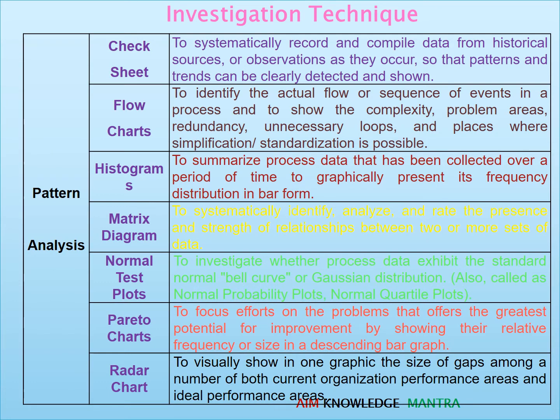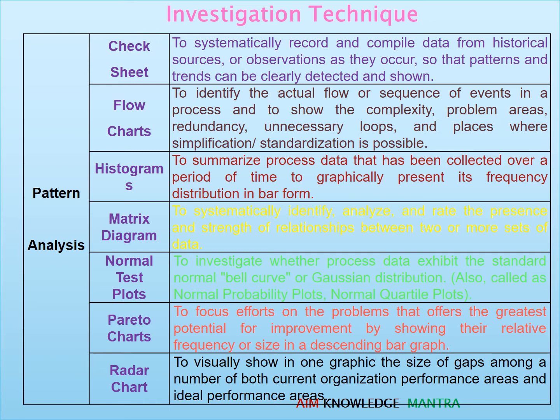Investigation technique. Pattern analysis. Check sheet: to systematically record and compile data from historical sources, or observations as they occur, so that patterns and trends can be clearly detected and shown. Flow charts: to identify the actual flow or sequence of events in a process and to show the complexity, problem areas, redundancy, unnecessary loops, and places where simplification/standardization is possible. Histograms: to summarize process data that has been collected over a period of time to graphically present its frequency distribution in bar form.